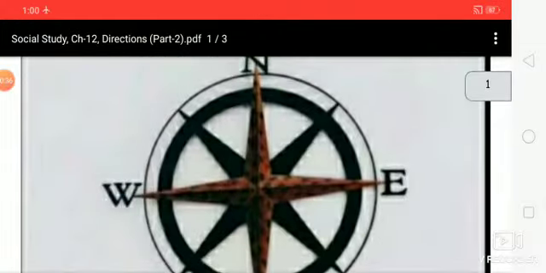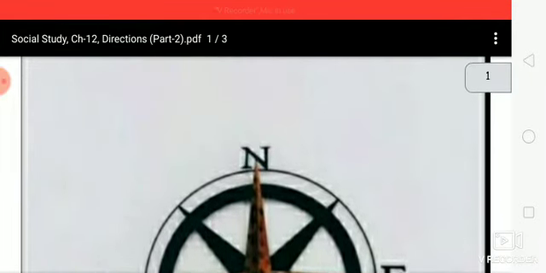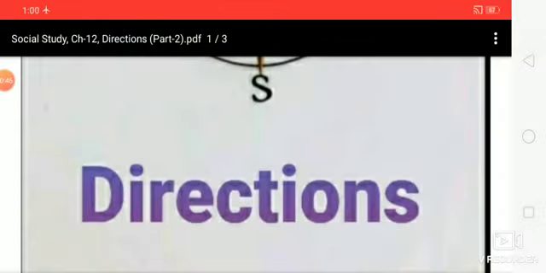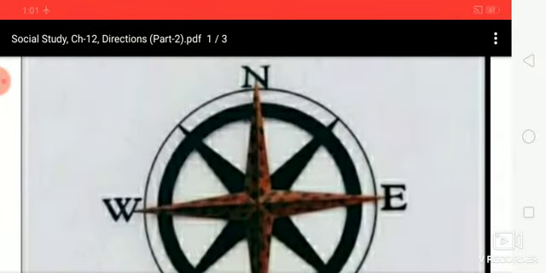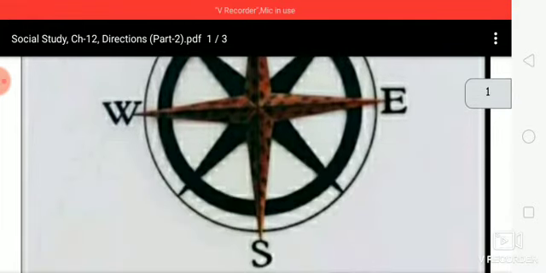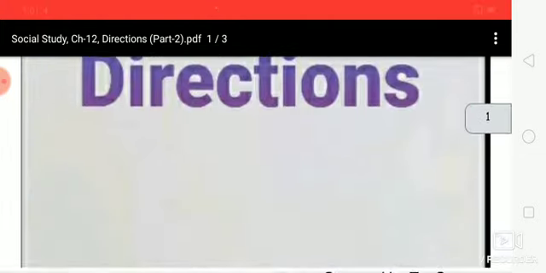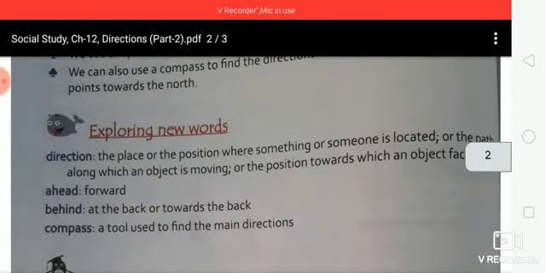Okay students, so my previous video explained chapter 12, Direction. Look here: symbol north is opposite to south, and west is opposite to east. So first, all of you, once again summarize the word meanings.